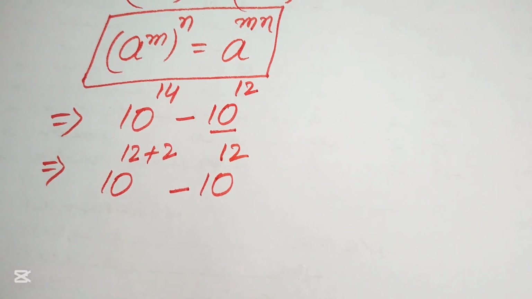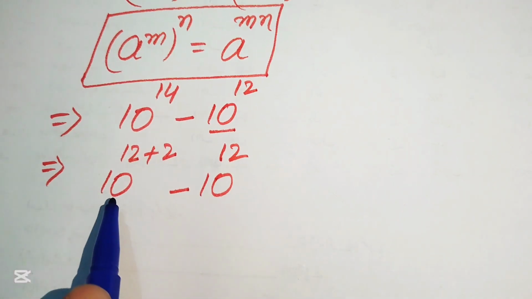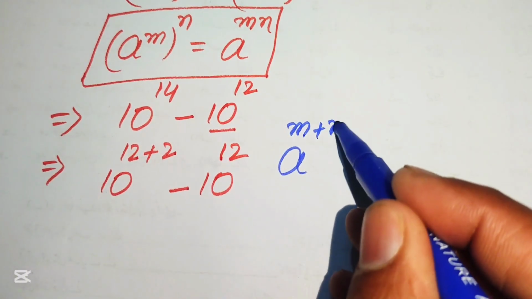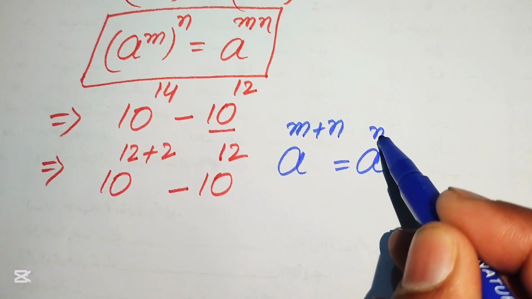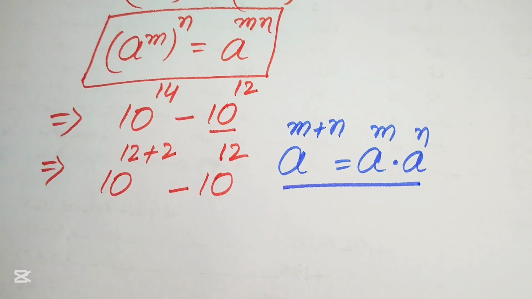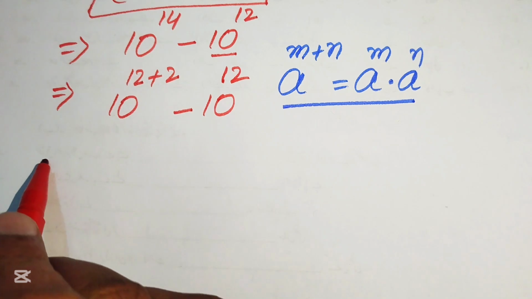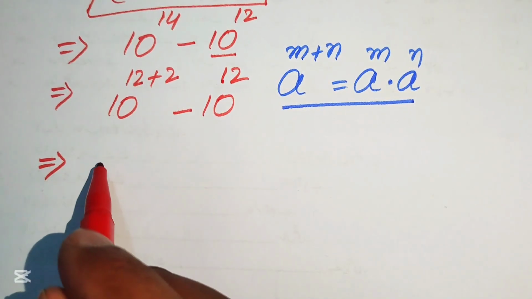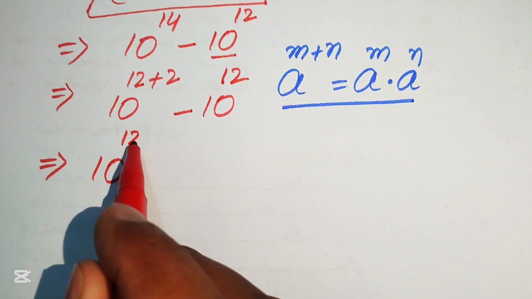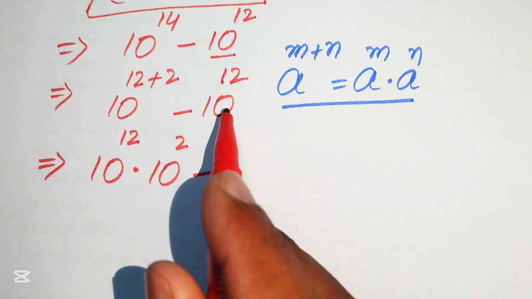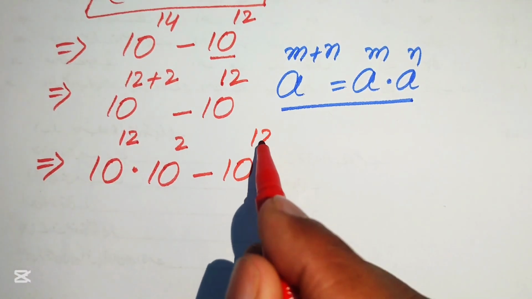So here after this step, we need to focus on the first term, and here we apply this exponent law. You know that if you have a to the power of m plus n, it equals a to the power of m multiplied by a to the power of n. Here we need this nice exponent law in the first term. Okay, so after this step we need to break this exponent, and we write these two terms separately on this base 10, and we write it as 10 to the power of 12 multiplied by 10 to the power of 2 minus 10 to the power of 12.